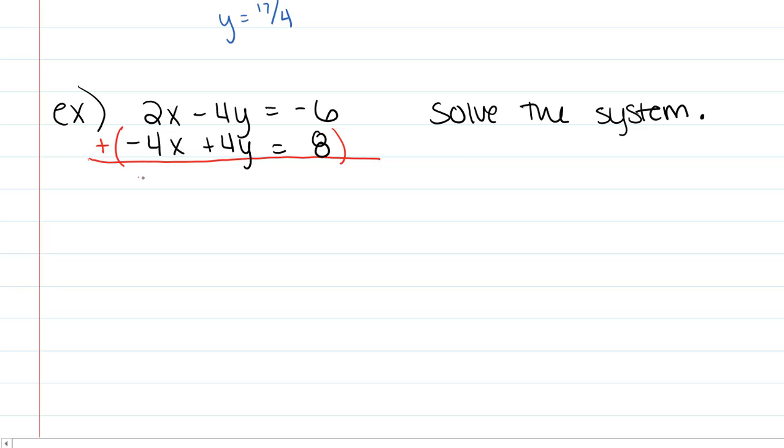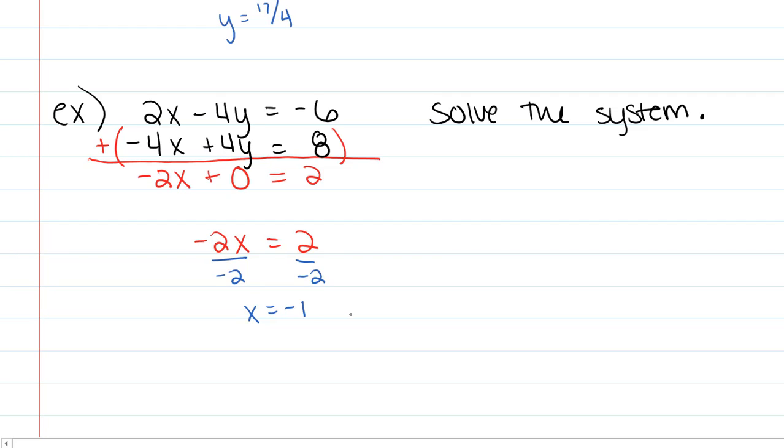So 2 plus negative 4 is negative 2x. Negative 4 plus positive 4 is 0. And negative 6 plus 8 is 2. Negative 2x plus 0 is just negative 2x. And then we divide both sides by negative 2. And we get x is negative 1.